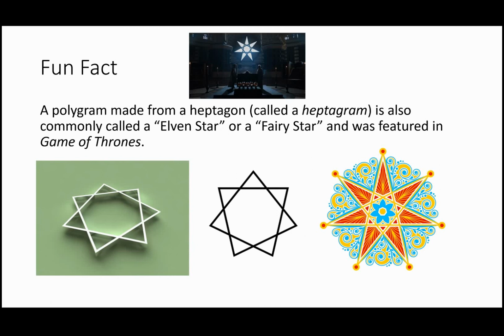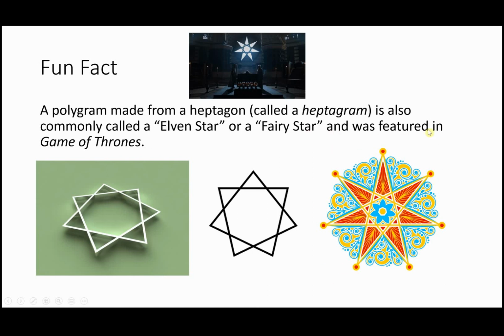Here's a fun fact that I want to leave you with before I remind you about the homework in this section. A polygram made from a heptagon, called a heptagram, has a fun, common name, and it's called an elven star or a fairy star. So if you're into that fantasy genre stuff, it's just, I don't know, so super cute. And people can get real fancy with their representations of it, as you can see here in this beautiful red and yellow and blue situation. They can get real crazy.